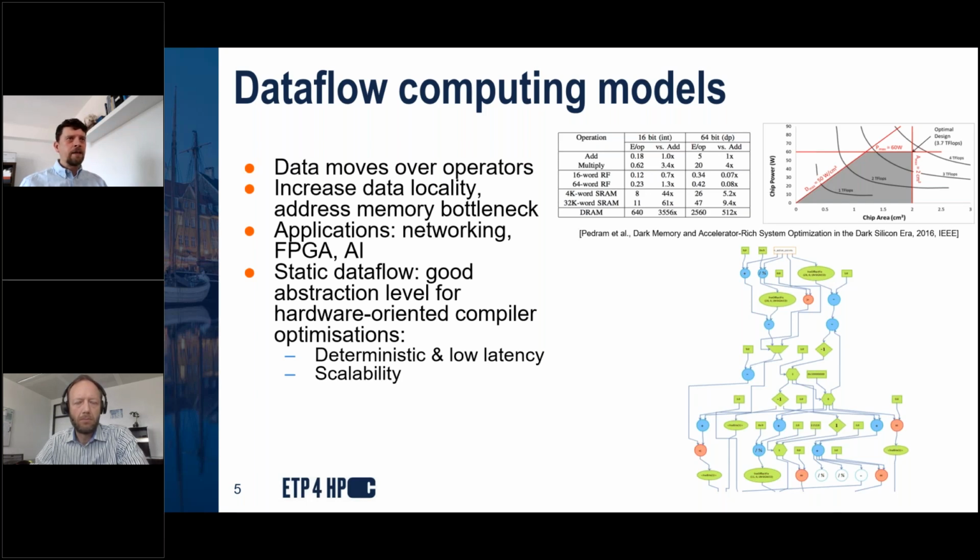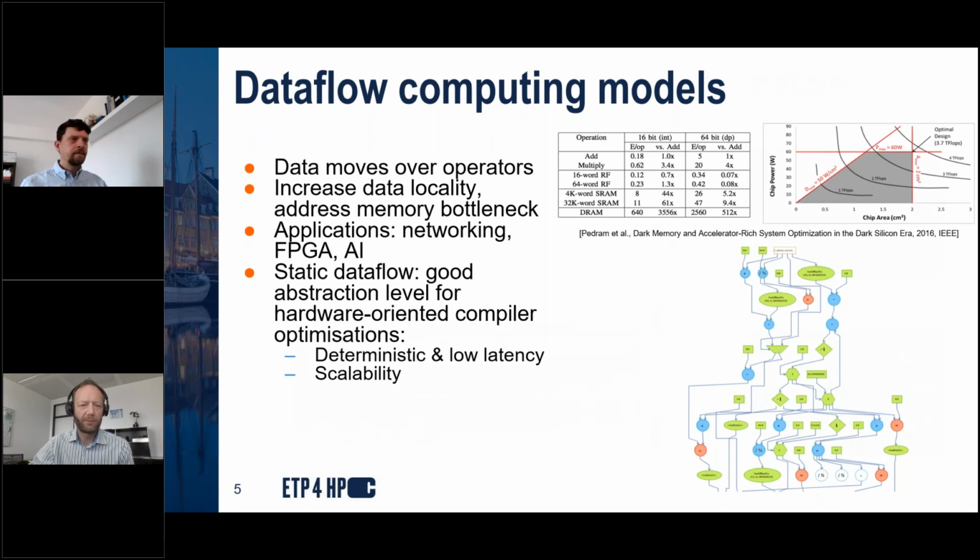So where's this naturally very suitable? Well, obviously in networking applications, because that has a data flow characteristic, but also in FPGAs and AI. If you look at data flow, static data flow in particular, it's a really good abstraction also for hardware-oriented compiler optimizations. So the model of compute is very deterministic, or it's deterministic in its low latency, and that means I can push a lot of optimizations into the compiler because the compiler will know what's going to happen. And it leads to very scalable implementations because fundamentally everything will keep moving at sort of a known rate at runtime without anything stalling.